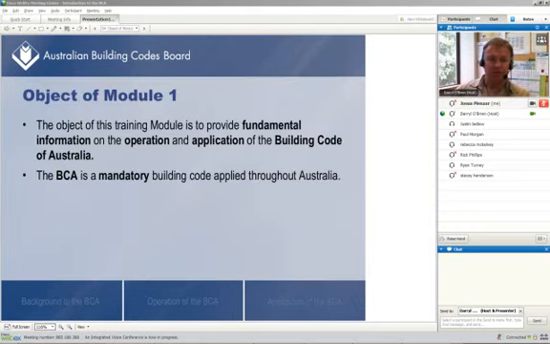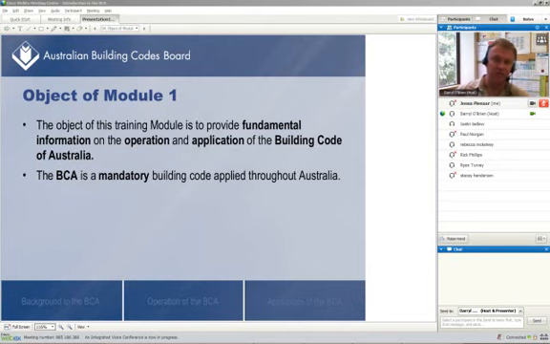So the objective of this training module is just to provide fundamental information on the operation and application of the BCA. The BCA is a mandatory building code applied throughout Australia. Now, the BCA in and of itself does not have any statutory powers. It has to be given power through enabling legislation, such as in Queensland, the Building Act 1975.